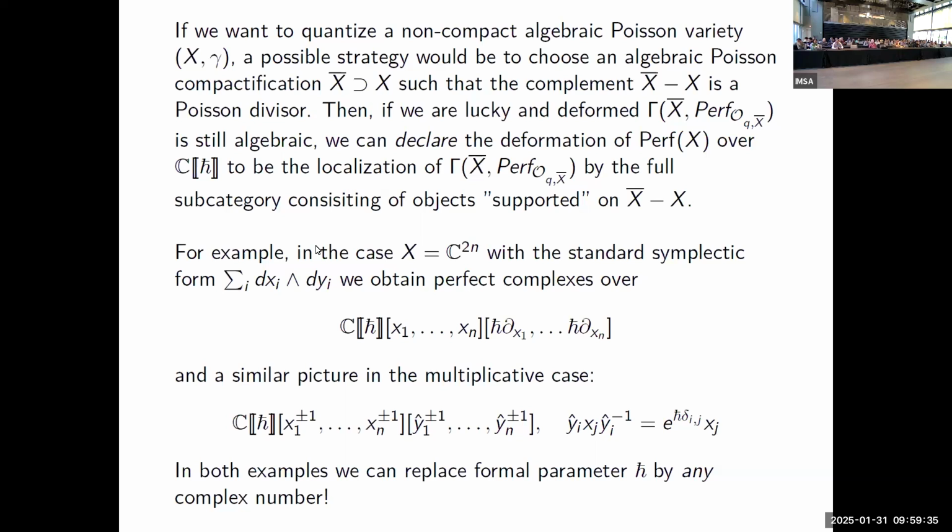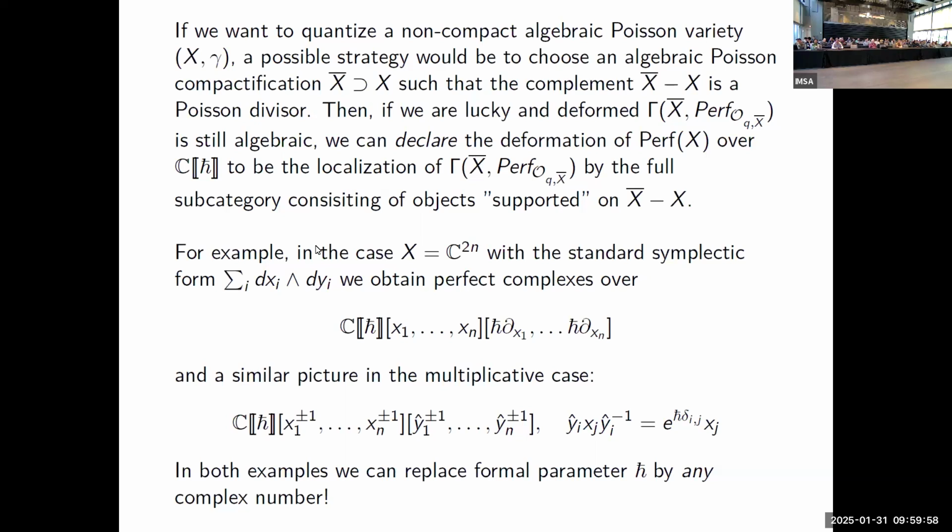If you have a non-compact algebraic Poisson variety, how to quantize it? A possible strategy, which is definitely not the optimal one, is to choose an algebraic Poisson compactification, such that the complement is a Poisson divisor. So that's why I explained the story about Poisson divisors.